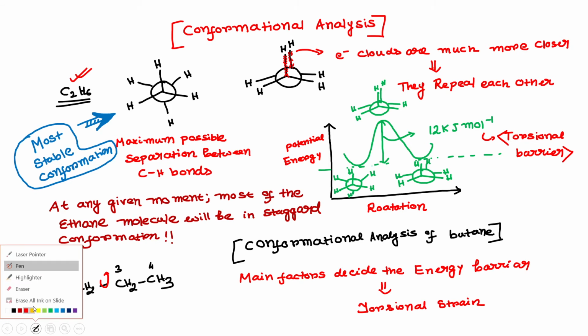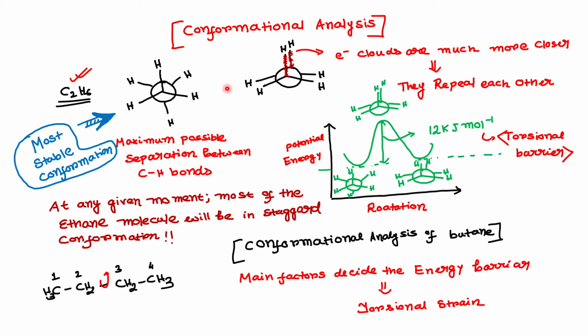So what is conformational analysis? Basically, in conformational analysis we try to draw all the possible conformers of a molecule and determine their energy. So we will draw this type of plot. On the x-axis there is rotation, as we go from left to right, around the C-C sigma bond, and on the y-axis we will draw the potential energy of that conformer.